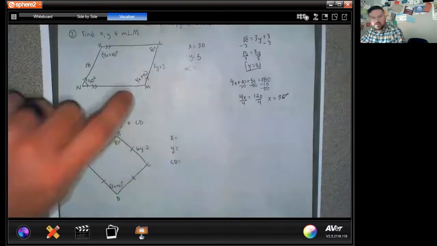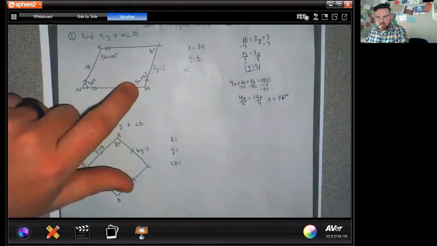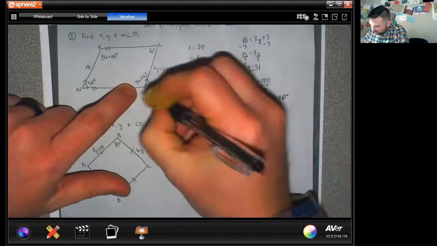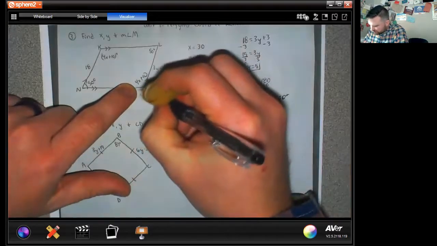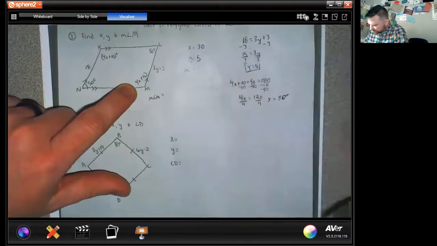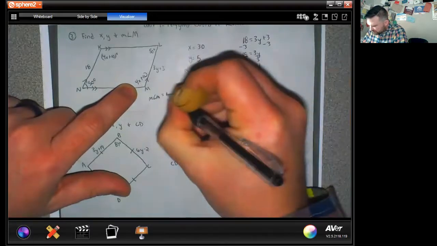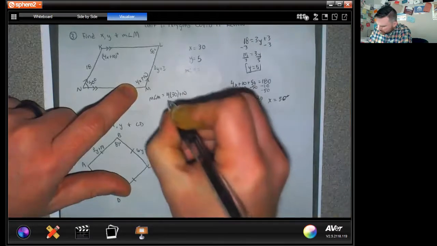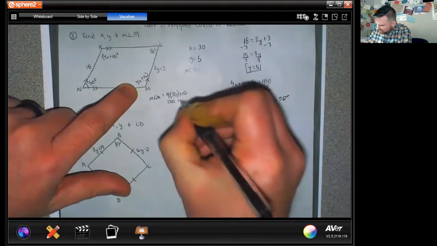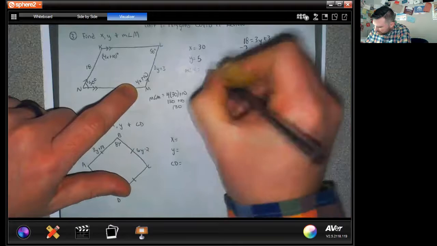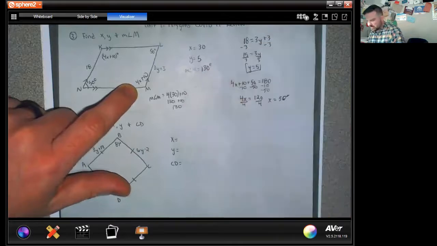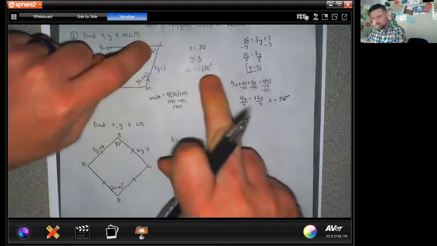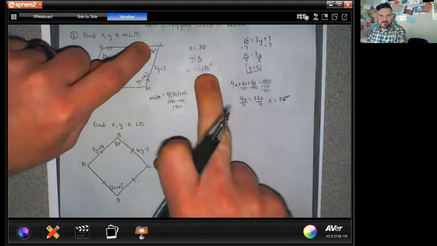Now, I want to find the measure of angle M, so all I have to do is take that 30 and plug it back in. So the measure of angle M equals 4 times 30 plus 10. 4 times 30 is 120, plus 10 is 130. So the measure of angle M is 130 degrees. And we can see here, 50 plus 130 is 180.